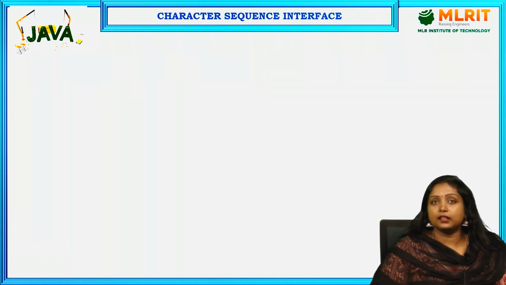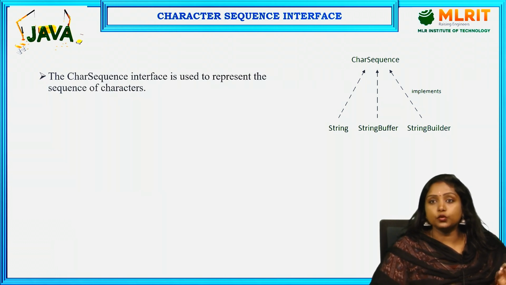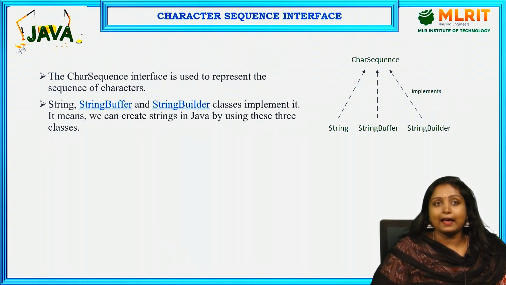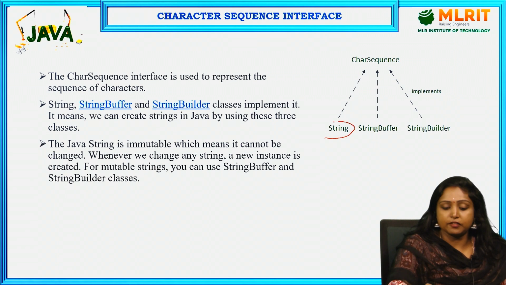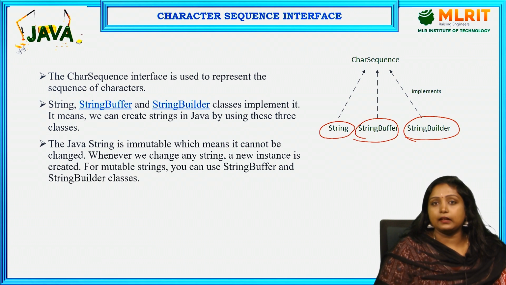So what is the character sequence interface in Java? The character sequence interface in Java is used to represent a sequence of characters. The flow of characters is known as a character sequence, and that is represented by the character sequence interface in Java. This interface consists of some abstract methods that are implemented by the string class, string buffer class and string builder class. So these are the three classes that implement the character sequence interface.